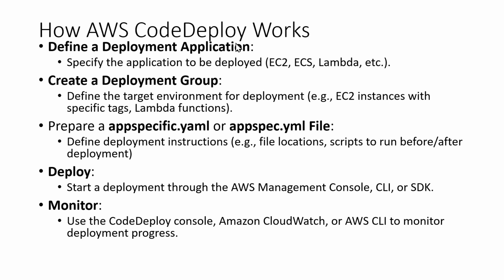And how does AWS CodeDeploy work? Initially we need to specify the application to be deployed. Assume that you are deploying a web application. You need to specify what application you are trying to deploy, where you are trying to deploy it, and where you are getting that application from, everything. Then define the target environment for deployment. Where do you want to deploy your application? The pipeline is set up, and in CodeDeploy we will mention that: once the build is successful, where it should be deployed.